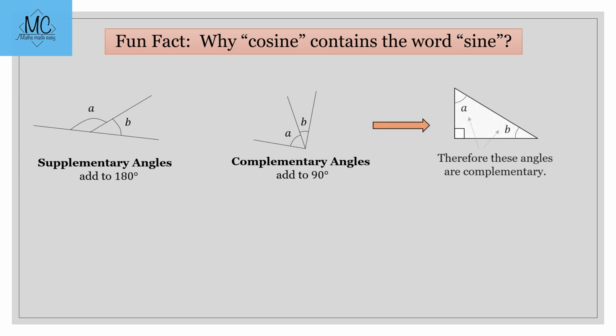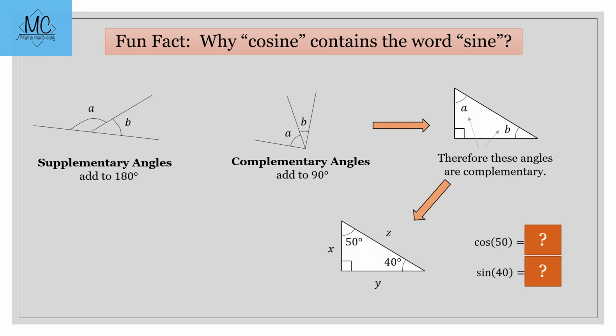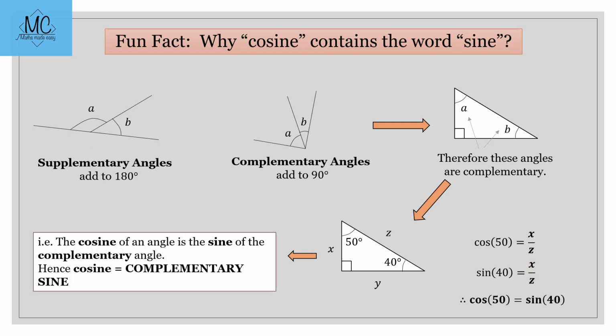So if we have a right angle triangle, one angle is already 90 degrees, so the other two angles will add up to 90 degrees again. It means these two angles are my complementary angles. If we give the values as 50 degrees and 40 degrees, what will my cos 50 be? X by z. And what will my sin 40 be? X by z again. It means my cos 50 is equal to sin 40. So that's why cosine is the complementary sin angle.